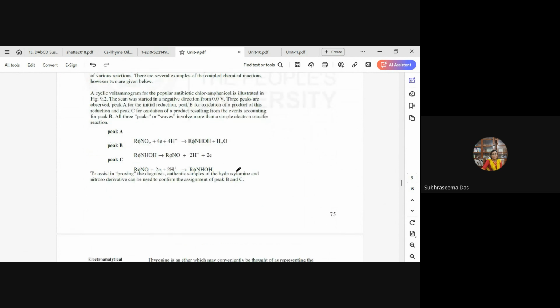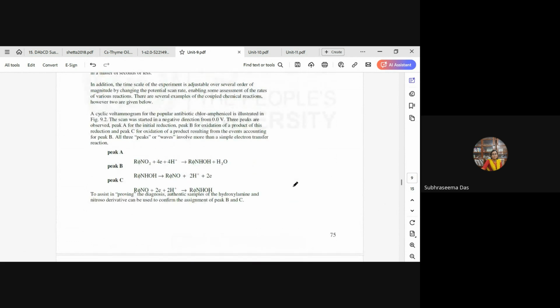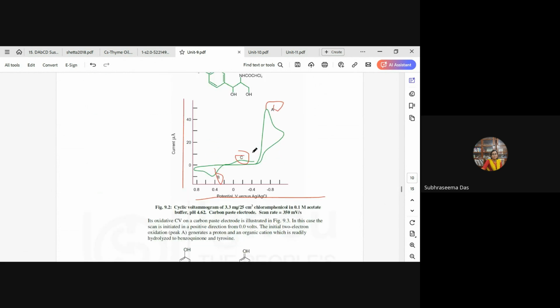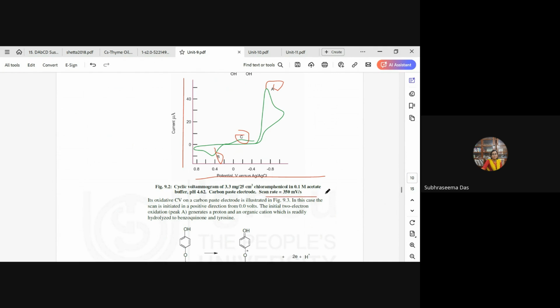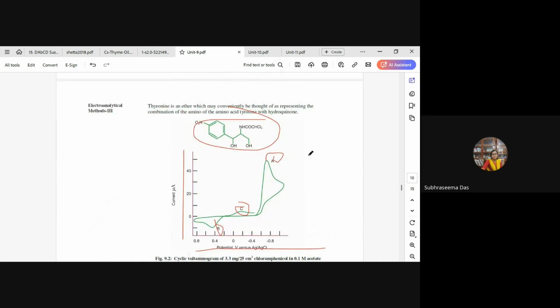Three peaks are observed: peak A, peak B and peak C. Peak A represents the initial reduction, peak B represents the oxidation of a product of this reduction, and peak C the oxidation of the product resulting from the events that occur at peak B. To assist in the analysis of these steps, various samples of hydroxylamine and nitroso derivative have been used to confirm the assignment of peak B and C. Here a scan rate of 350 millivolt per second has been used, and this is the structure of chloramphenicol.